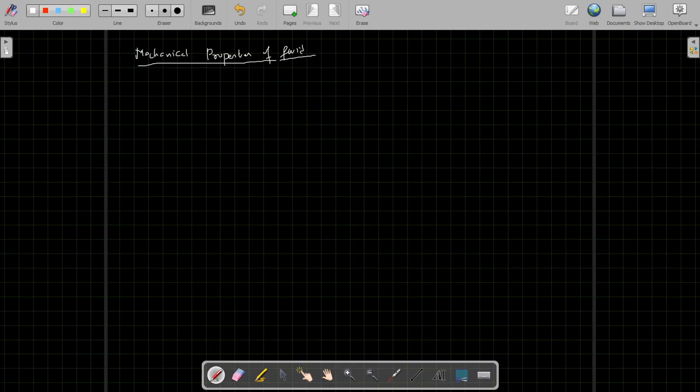What is pressure? Pressure, as you know, is defined as force per unit area. What is its SI unit? The SI unit of pressure is Newton per meter square, also known as Pascal. This is after the physicist who gave Pascal's law, which we are going to learn within a few minutes.